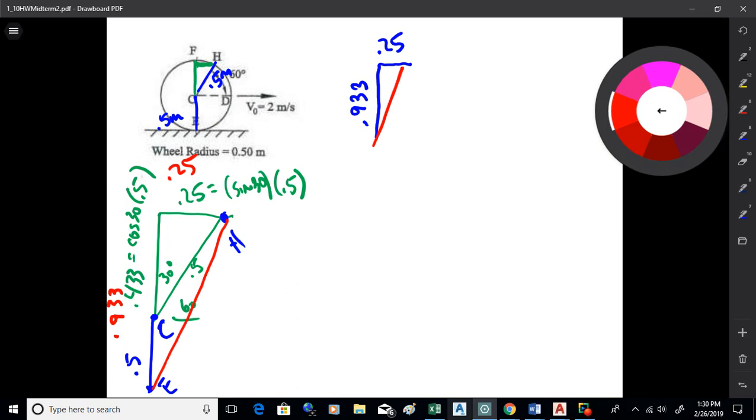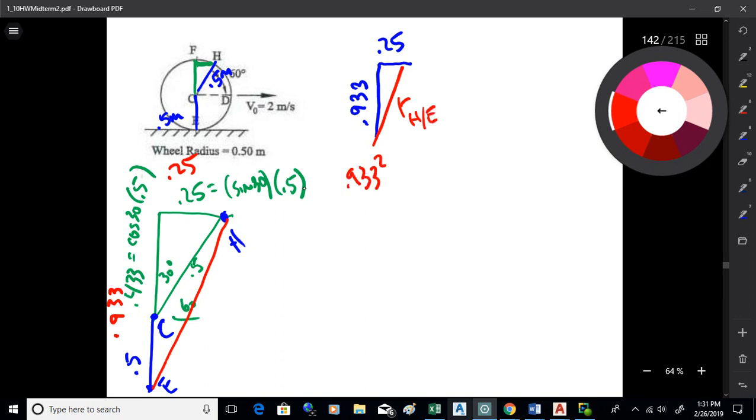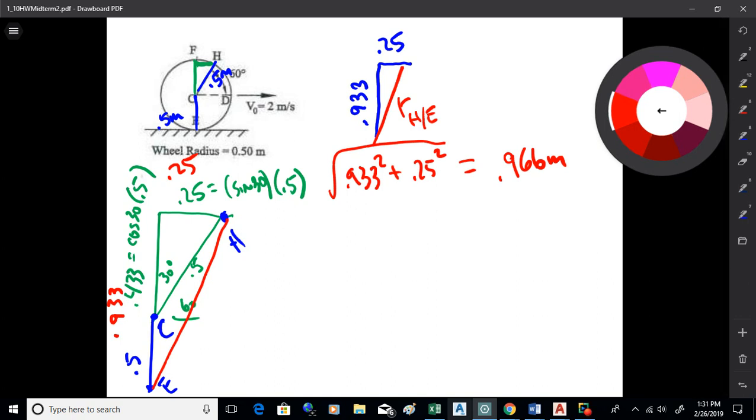So you can get that distance, and we call them radii, even though they're not. It's just the variable that they seem to use for this. And this is H with respect to E. And of course, it's just the theorem of Pythagoras there. So 0.933 squared plus 0.25 squared. Take a square root, and then you get that distance, and that's 0.966 meters. Okay. You all good with that?